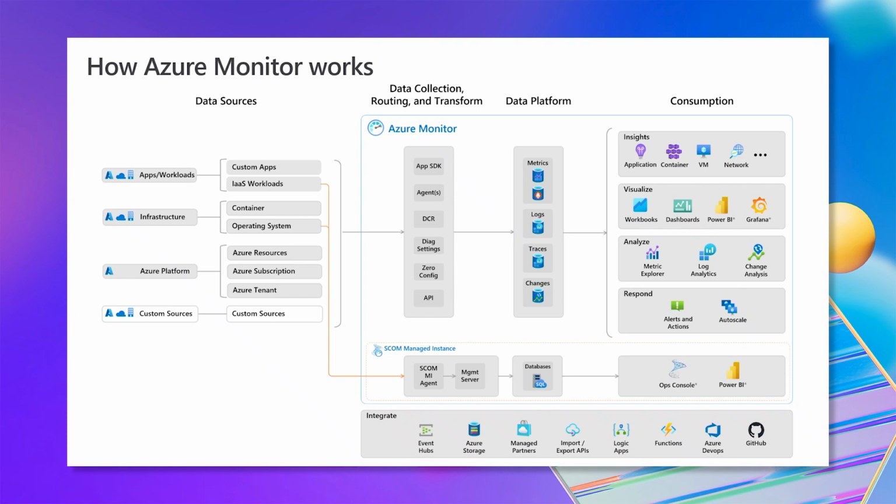So how does Azure Monitor work? It all starts with collecting telemetry. Azure Monitor can collect data from applications, networks, infrastructure. You can also ingest your own custom data. All the data is stored in centralized, fully managed logs and metric stores.